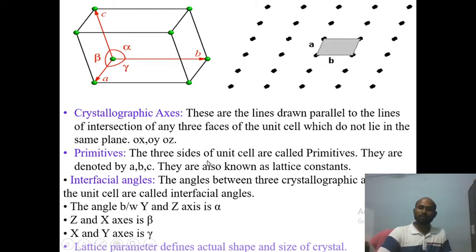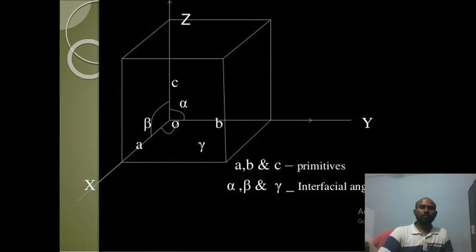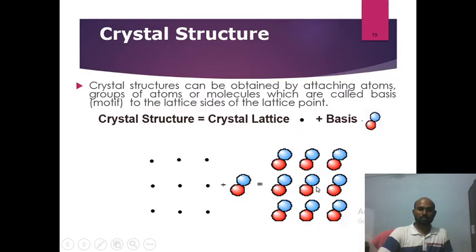The three sides of the unit cell, A, B, C, are called primitives, also known as lattice constants. The angles between the crystallographic axes are known as interfacial angles, denoted by alpha, beta and gamma. This is another example of a unit cell. These are the lattice parameters A, B, C, and alpha, beta, gamma are the interfacial angles.